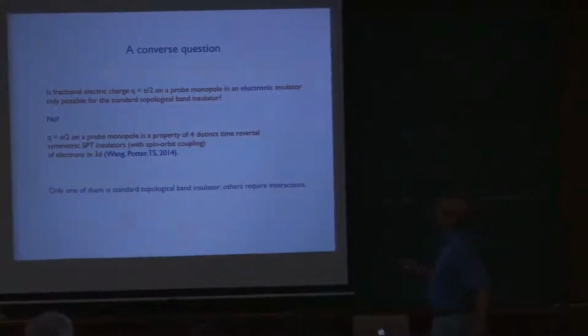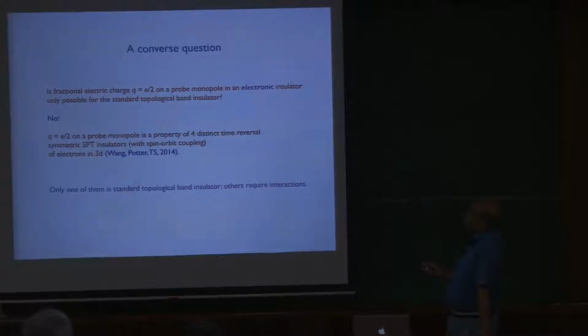I asked the question whether this charge e over 2 on a probe monopole is only possible for the standard topological band insulator. Is this a unique characterization of the topological band insulator, or are there other phases of matter that have the same property? Right? And I asserted that there are in fact 4 distinct time reversal symmetric topological insulators with spin orbit coupling, where this probe monopole has charge e over 2. So only one of them is the standard topological insulator, and the other 3 require interactions.